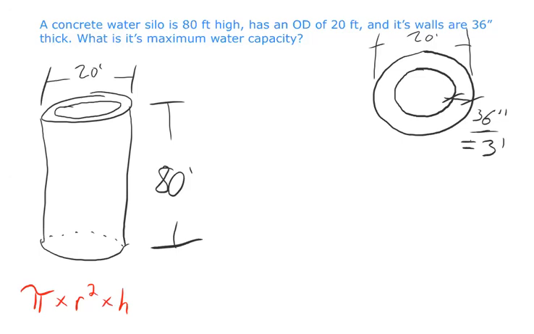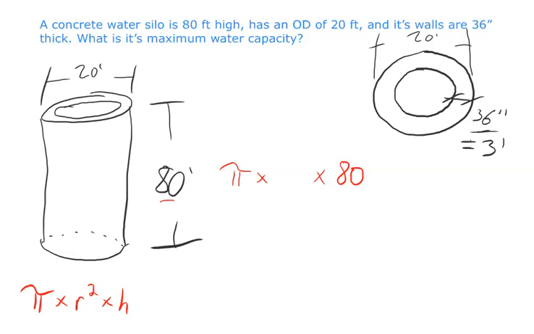Okay, so now we've got our height, we've got pi times radius squared times height. So I have to figure out, what am I doing? Kevin, what are you doing? It's 80. It's not height, it's 80. It's literally written right there. Okay, 80. So now I need to know what the inside diameter is to find the radius.